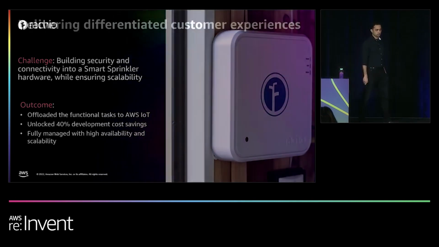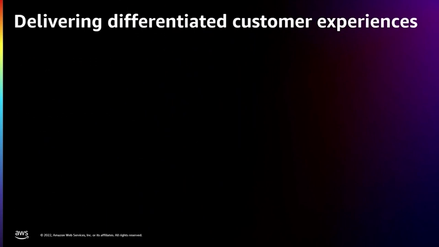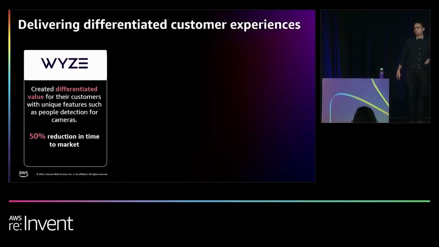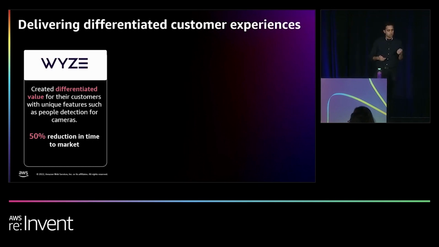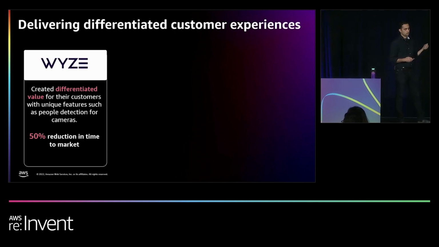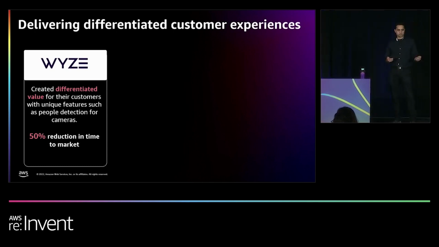A few more examples. We work closely with one of our customers, Wyze, that makes smart cameras. Some of you may have them. And using AWS IoT and KVS, they were able to get quite a bit of reduction in time to market for each generation of their products. But that saving they could then use to create differentiated value for their customers. So they've got unique differentiation.